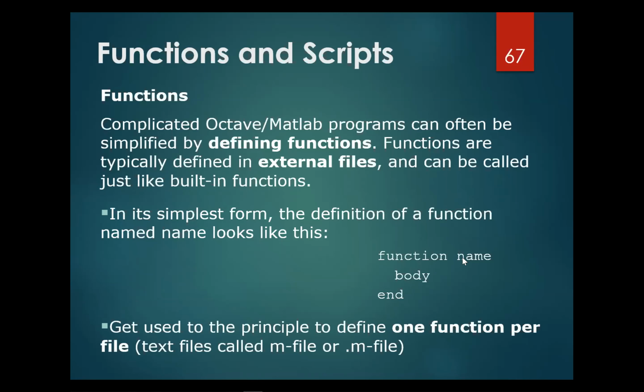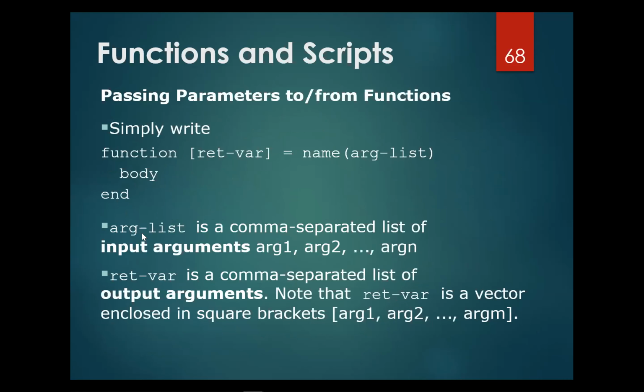We have function, that's the keyword or the command, and then the name of the function. Then you have the body. This is where the code that will evaluate the function will be, and then endfunction. And you save it as an M file. Remember, this is a typical example of the structure of a function. Function is the keyword, don't forget. Then you have the output variable, and then the name of the function and its argument list.